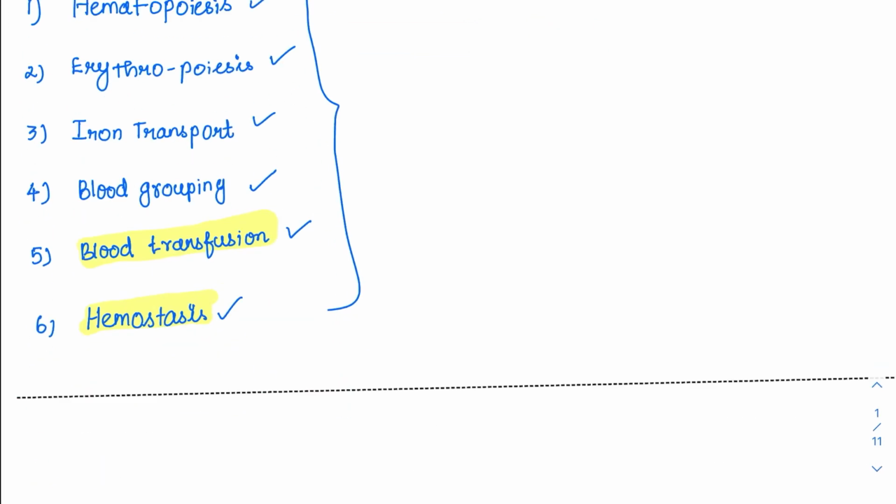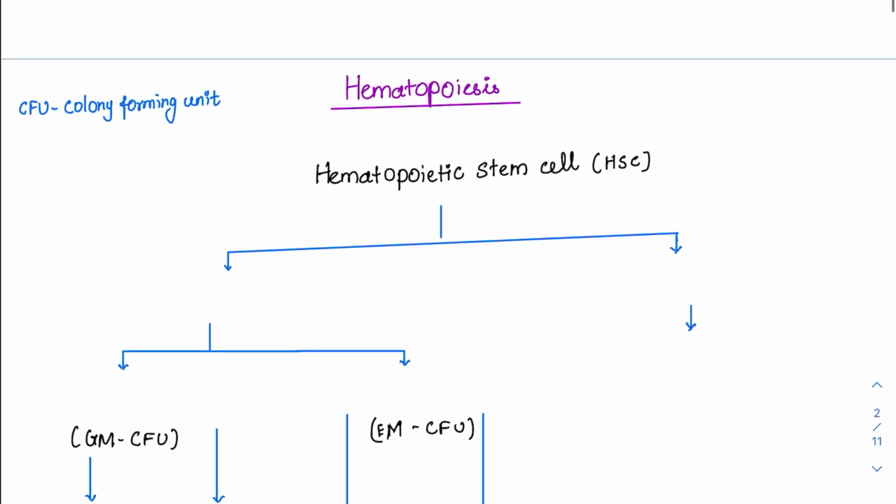So coming to hematopoiesis. What do we mean by hematopoiesis? Hematopoiesis means the production of cells. It primarily starts from the hematopoietic stem cell. There is a stem cell called the hematopoietic stem cell. From the stem cell, all different types of cells are produced.